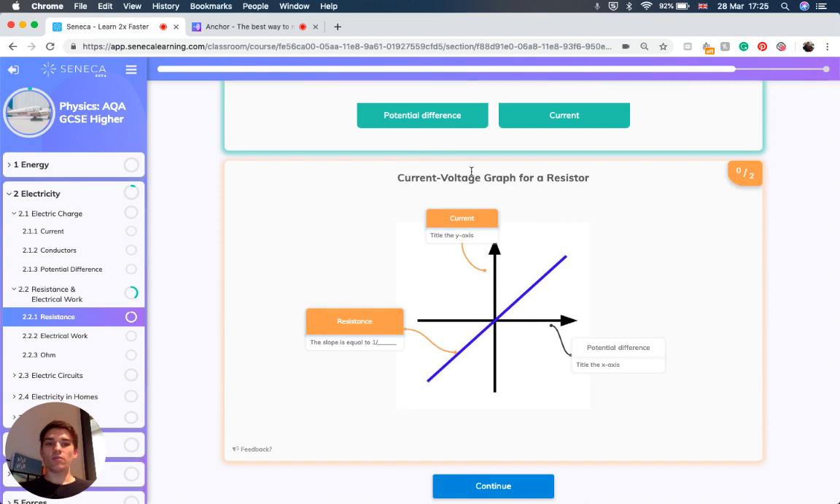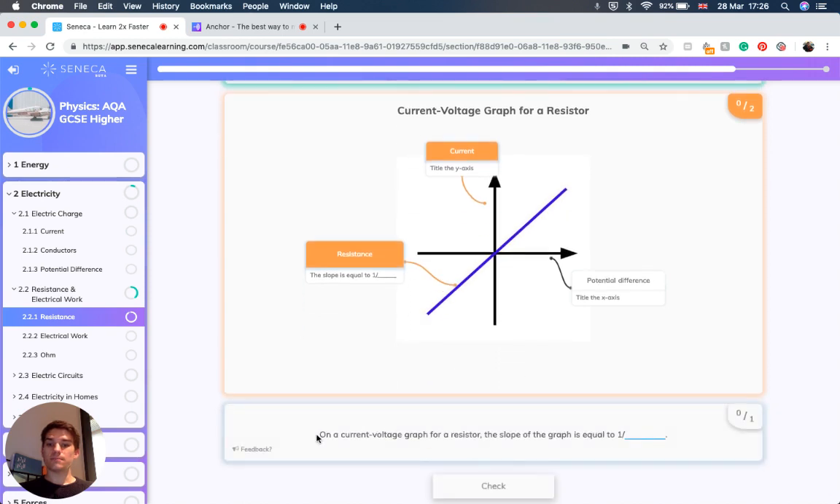When we've got a current voltage graph, the features you need to know are that the y-axis is current, the x-axis is potential difference, and the resistance is the line that goes through that. The slope of that line is equal to 1 divided by the resistance. On a current voltage graph for a resistor, the slope of the graph is equal to 1 divided by the resistance.